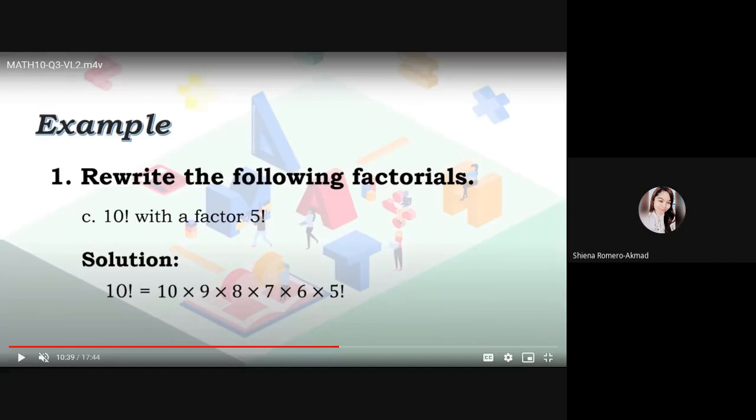Yes. Ano, Postrano? 20 times 19 times 18 times 17 times 15 times 14 times 13 times 12 times 11 factorial.